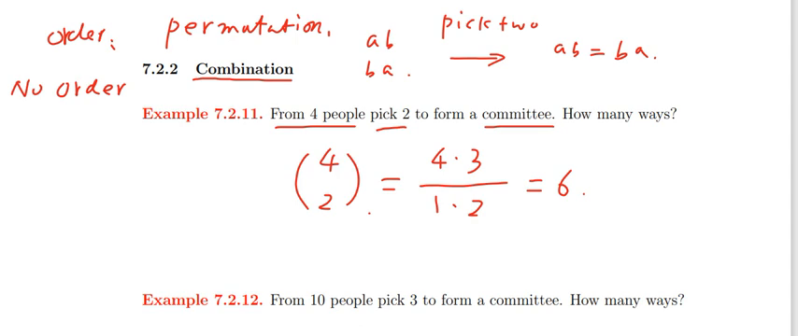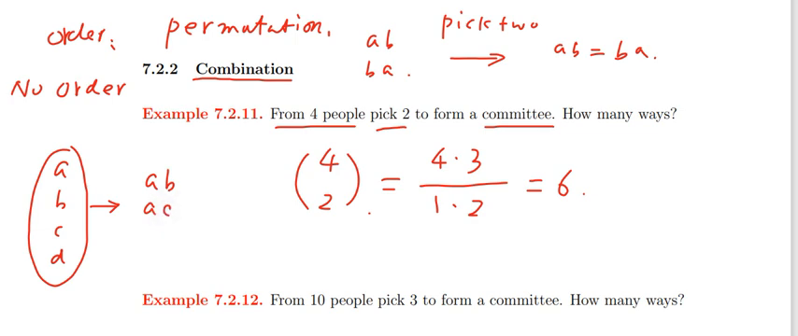For such a problem, we can also just list all cases, right? We have 4 people, A, B, C, D. We want to pick 2 of them to serve as a committee. We can pick A, B, or A, C, or A, D, including A. Or do not include A, so we can have B, C, or B, D, or C, D, right? So we have 6 ways.